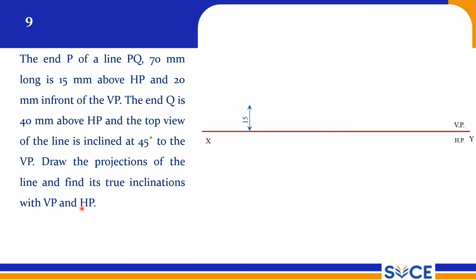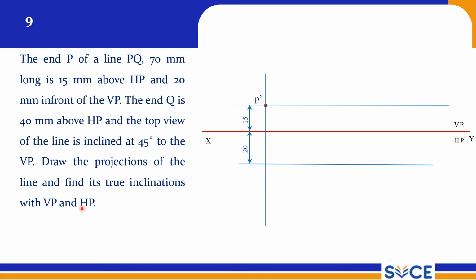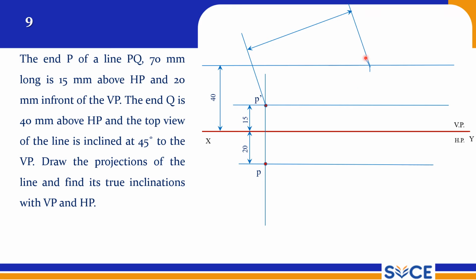Draw the XY reference line. P is 15 mm above HP and 20 mm in front of VP, and P dash and P are on the same projector. So this is P, and this is our one projector. This is our fixed end, and at 40 mm above HP we have the end Q. So this is the locus of Q, and the true length is given, it is 70 mm. So we can cut an arc on this and we get Q1 dash.